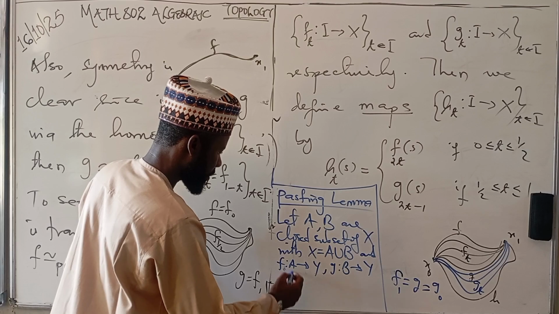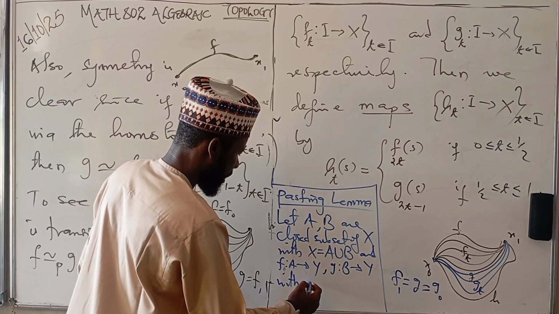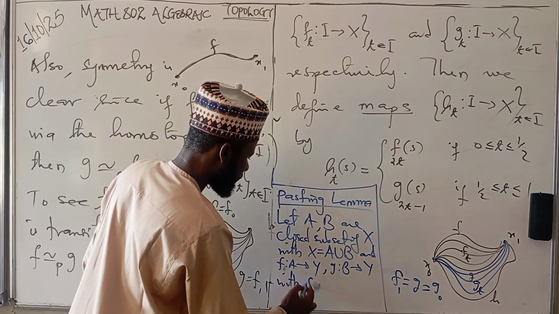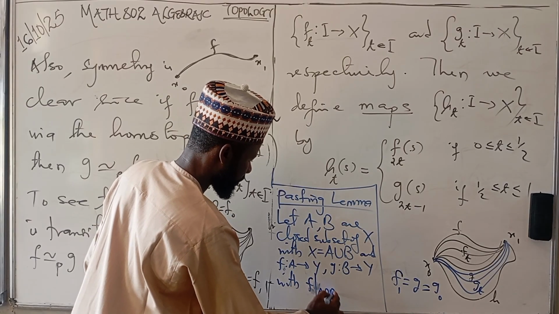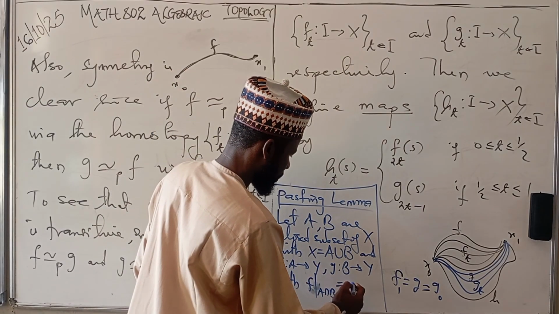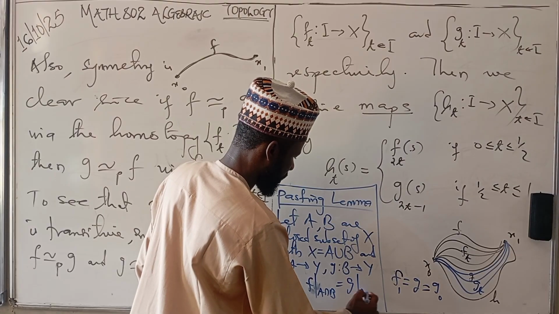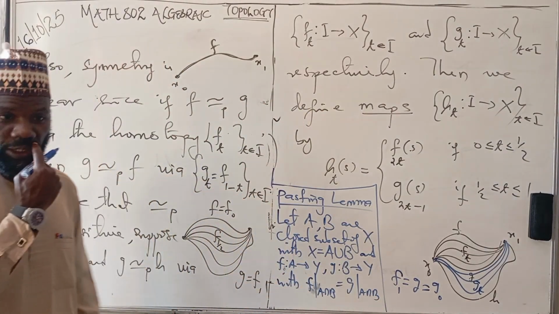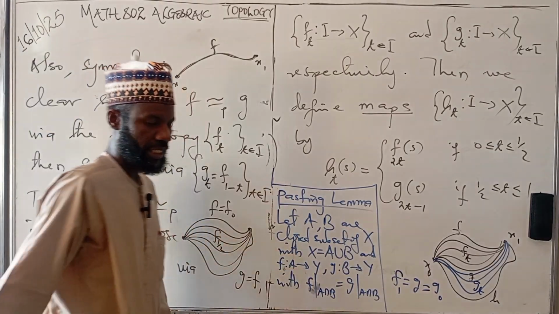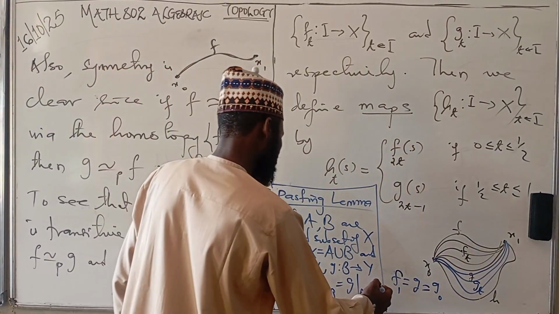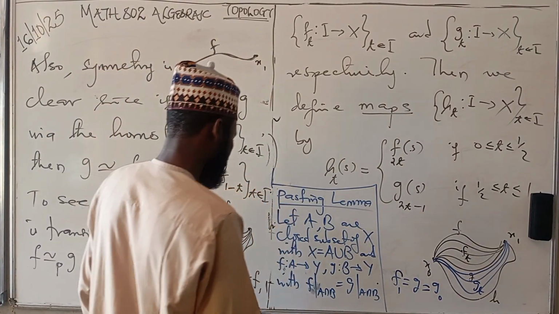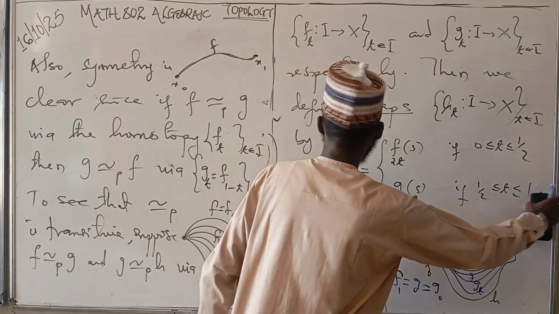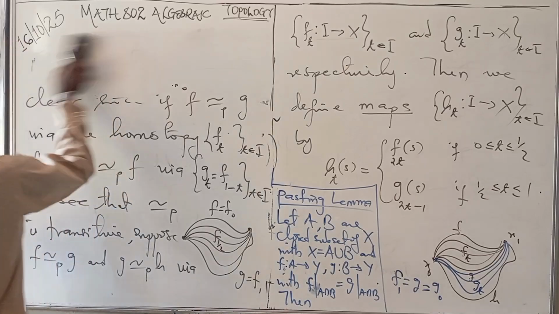F restricted to the intersection is equal to G restricted to the intersection. So at the intersection, the two functions coincide, because A and B may intersect. Okay? If you take this, then the space will not be enough for me. I will clean here.